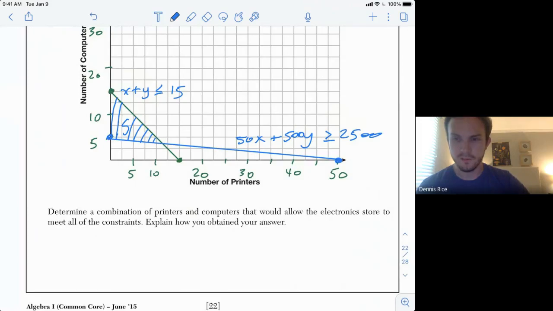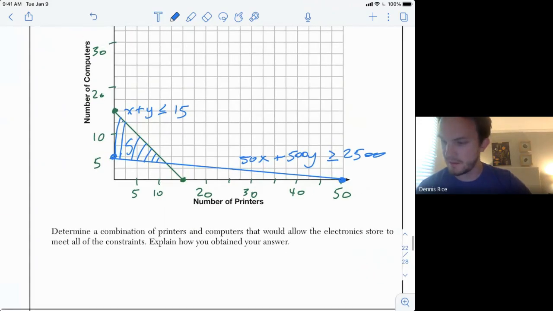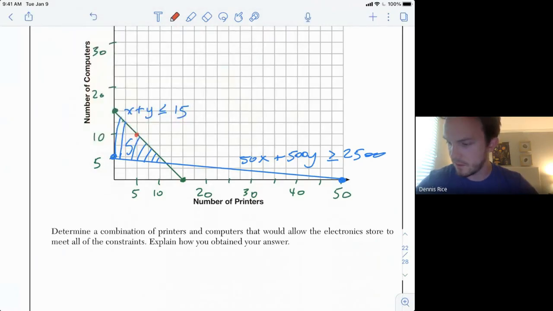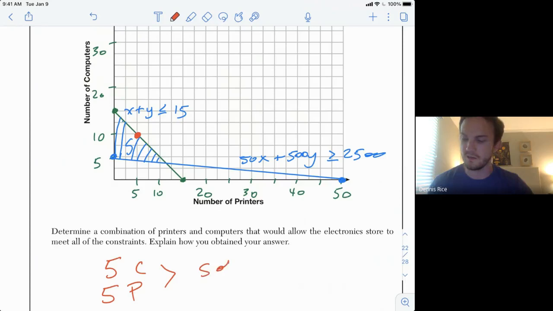That's weird. You both had the same one. 5 and 10. Does that work? Yeah, 5, 10. I'll do it in red. Close. I think that works, right? 5 and 10 works. 5 and 5 works. Anything that's within there, they have to be whole numbers, obviously. 5 of each, 5 computers, 5 printers. And for reasoning, you just say they're both in the solution region, the shaded region, whatever you want to call it. Solution set, shaded region.